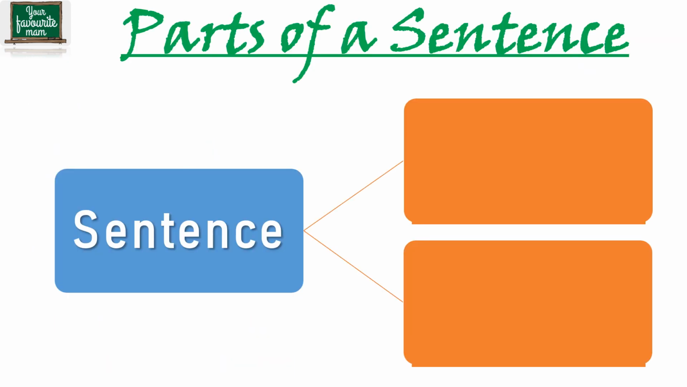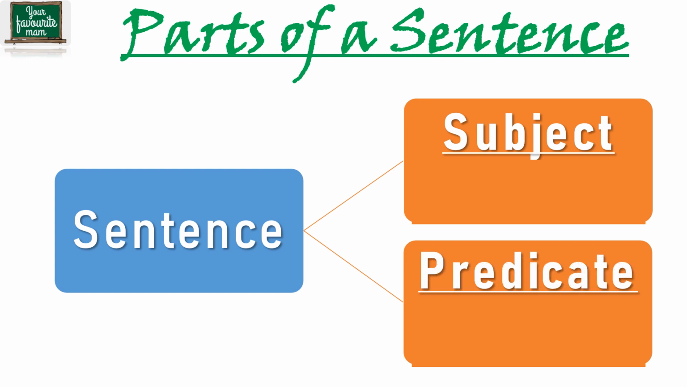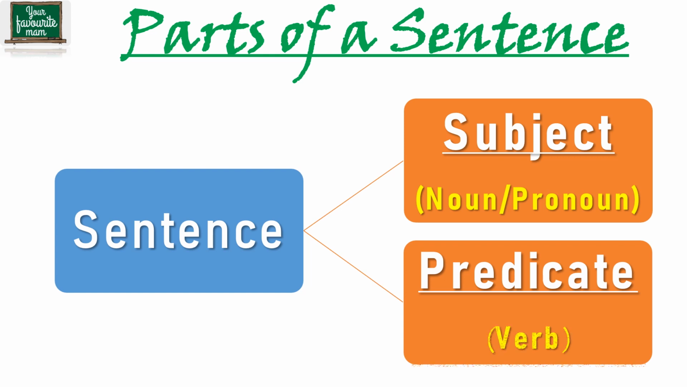Now let's move on to the parts of a sentence. A sentence has two fundamental parts: subject and predicate. The subject is normally the topic of the sentence. It tells us what the sentence is about, or it names the person or thing we are talking about. So the subject contains a noun or a pronoun. The predicate is what is asserted of the topic of the sentence. It says something about the subject. So the predicate contains the verb.